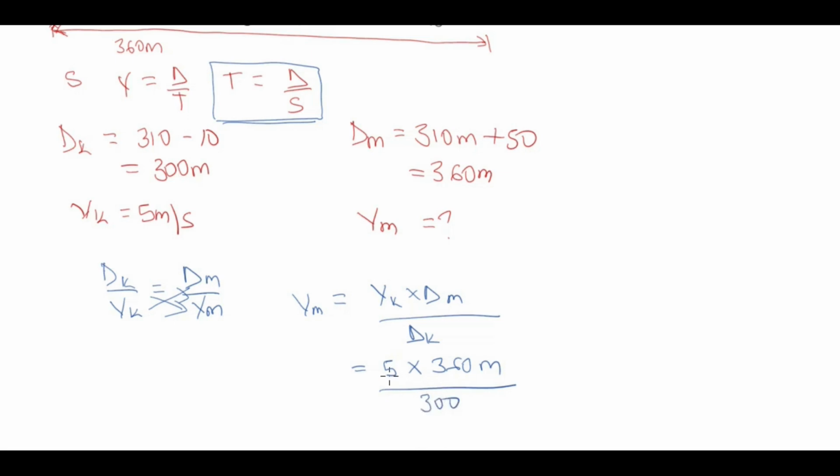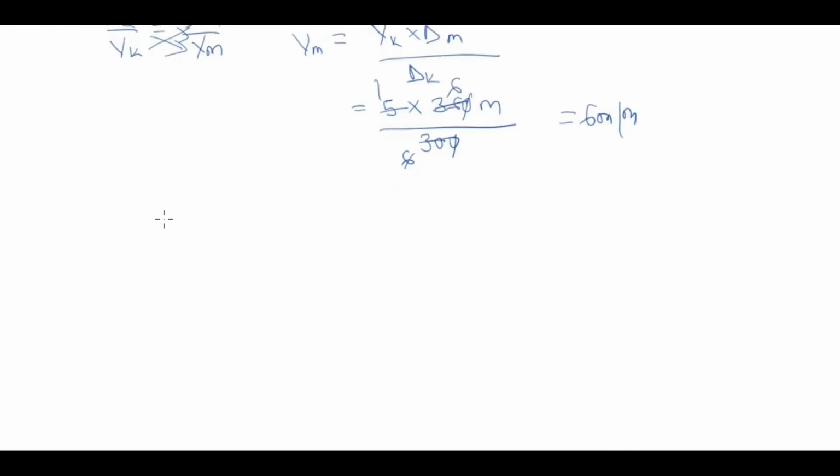So when you work this out, the zeros cancel each other. 5 goes to 30 6 times, 6 goes to 36 6 times. So it is equals to 6 meters per second. So average speed for Mutunga is equals to 6 meters per second. This is the answer.